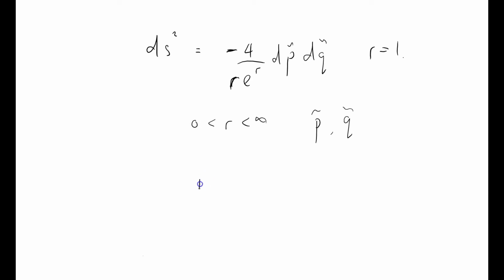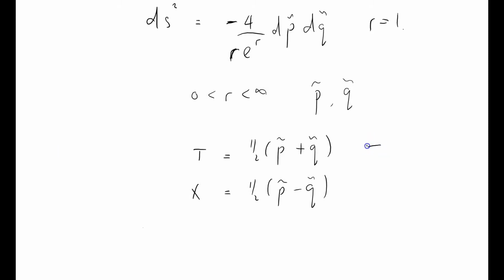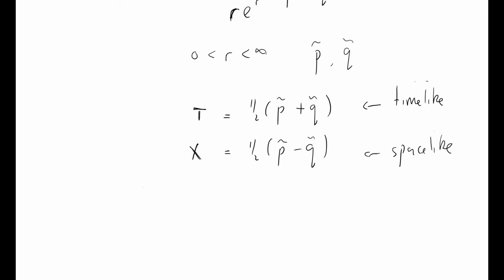What we're going to do is define a coordinate t and a coordinate x, where t is going to be a half of P twiddles plus Q twiddles, and x is going to be a half of P twiddles minus Q twiddles. The reason we do this is that it will turn out that this is going to be a time-like coordinate and this one's going to be a space-like. But we don't know that yet. These are just suggestive names. So let's work out what t is.